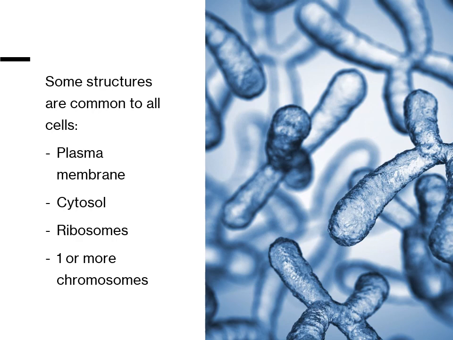There are some structures within cells that are common to all types of cells. This is the plasma membrane, which separates the cell from its surroundings, the cytosol, the semi-fluid substance in the middle of the cell, the ribosomes, and one or more chromosomes.